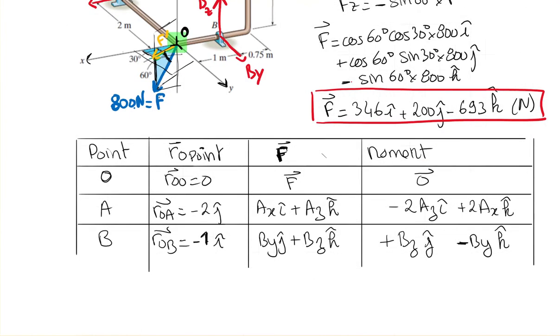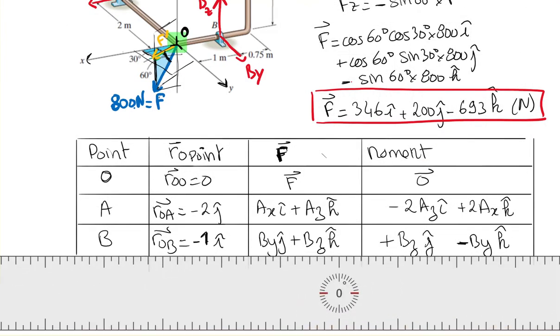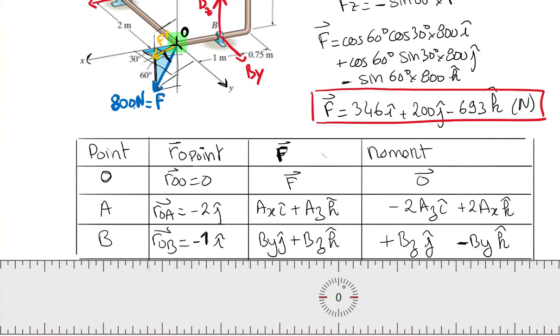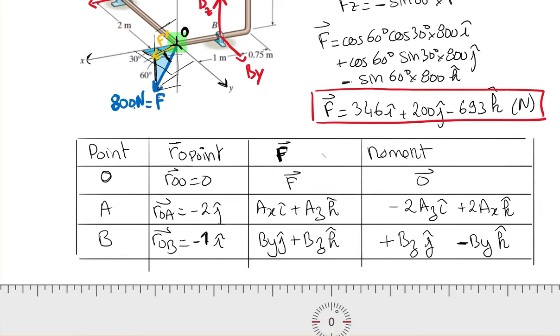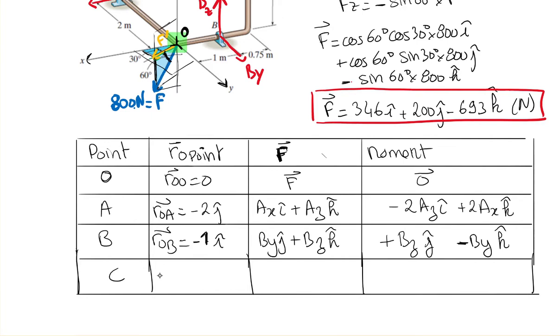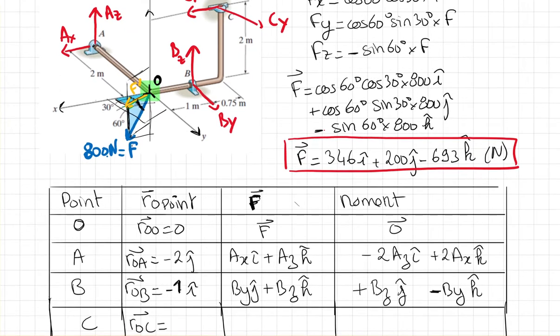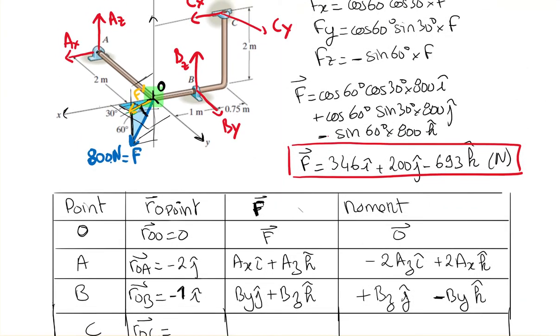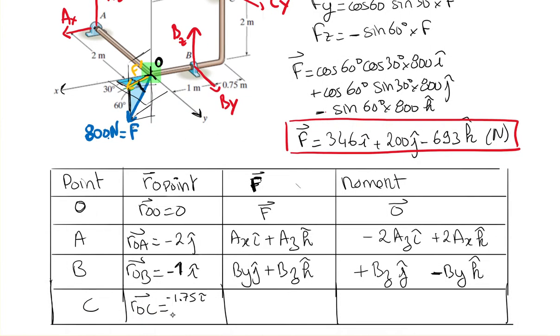And the last point, C. Okay, it would be something like this. It's better when it's with a ruler, but that's fine. Okay, point C, so r_OC, from O to C, is minus 1.75 on i-hat, this one, and plus 2 on k-hat. The force is Cx i-hat plus Cy j-hat. You don't see it, but I do see it.